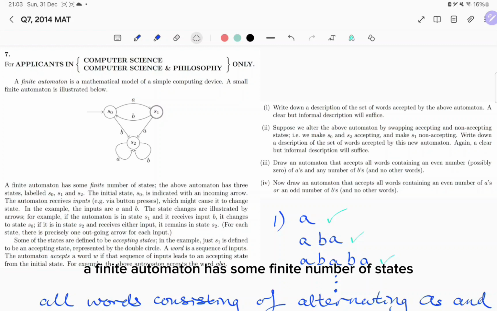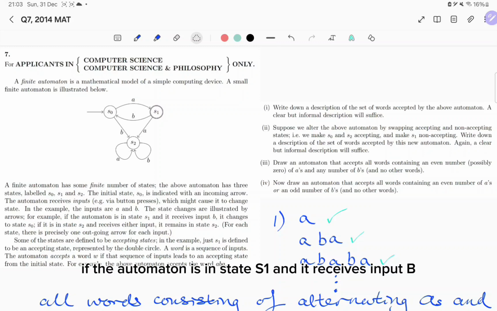A finite automaton has some finite number of states. The above automaton has 3 states, labeled S0, S1 and S2. The initial state, S0, is indicated with an incoming arrow. The automaton receives inputs, for example via button presses, which might cause it to change state. In the example, the inputs are A and B. The state changes are illustrated by arrows.